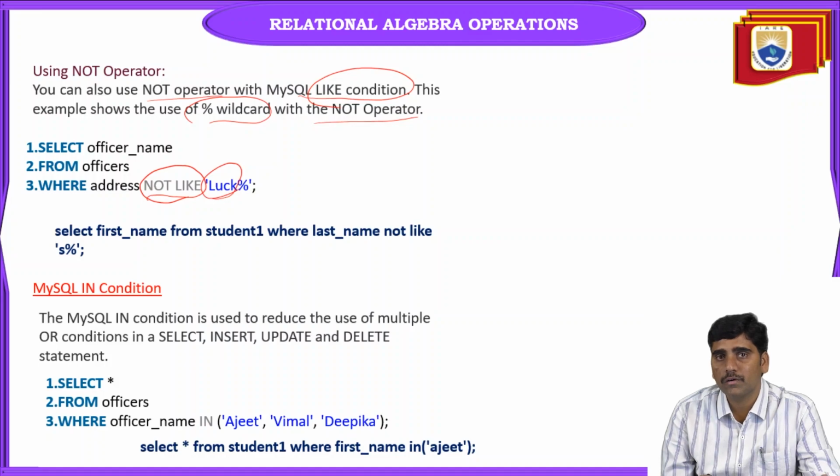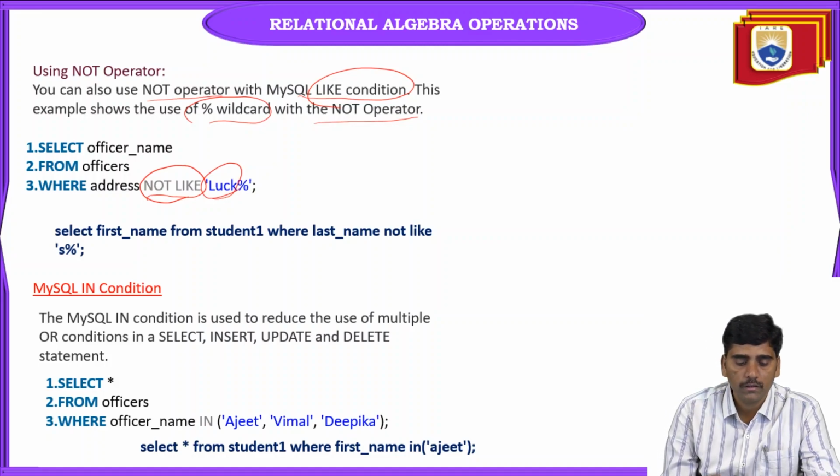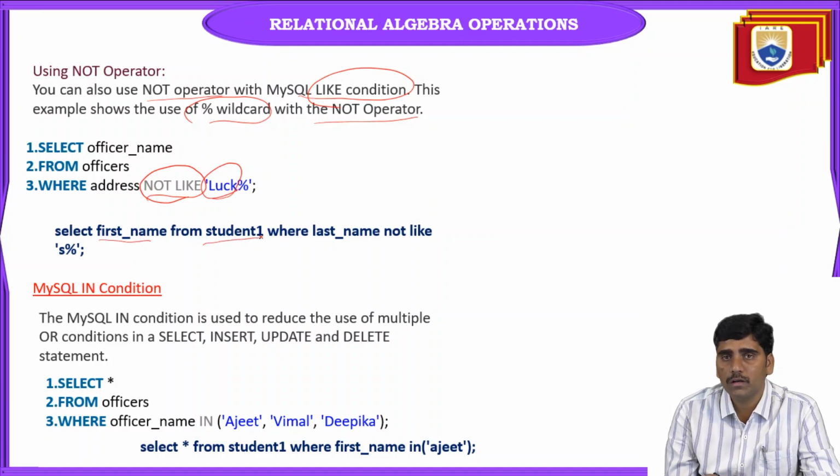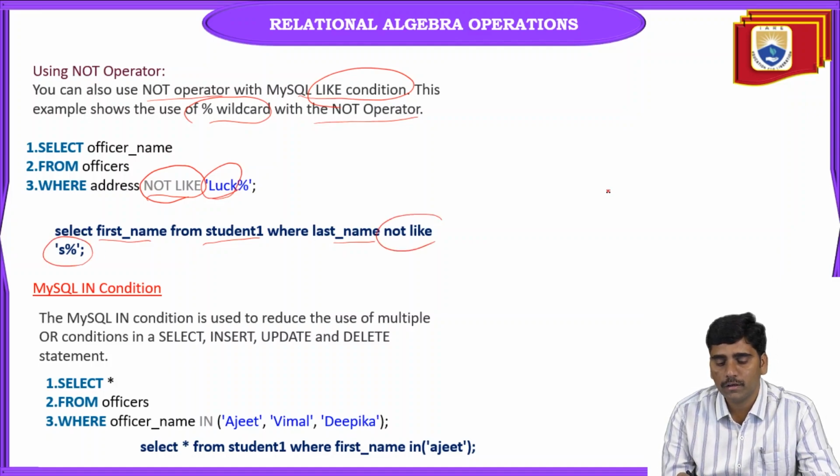So that is the not like condition, quite the opposite of the like condition. Example: select first name from student1 where last name is not like 'S percent'. Whoever has a last name starting with S will not be displayed. Other than those last names starting with S will be displayed. That is the not like condition.